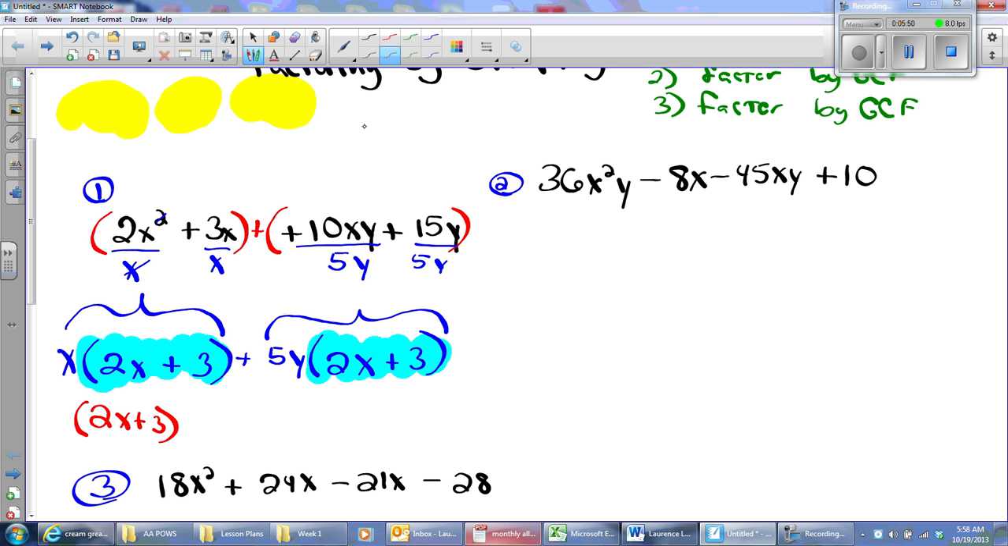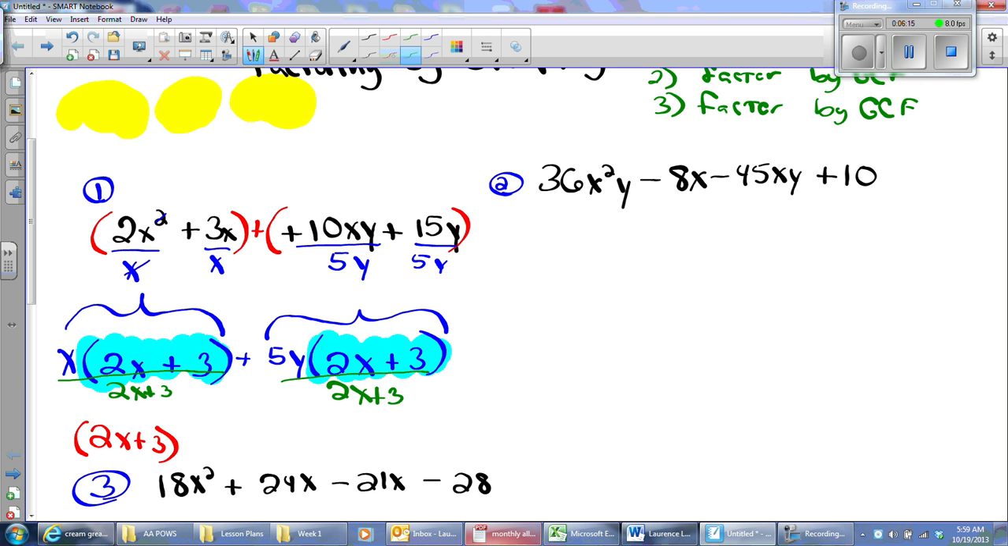Now, factoring out is like undistributing, so it's like using division. So I'm going to ask myself, what happens when I divide this multiplication problem by the GCF, 2x plus 3. And of course, I'll have to do the same thing over here. Divide 5y times the quantity of 2x plus 3 by 2x plus 3.